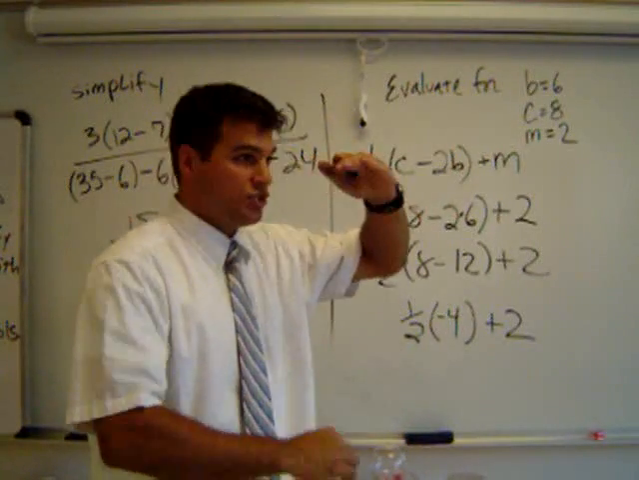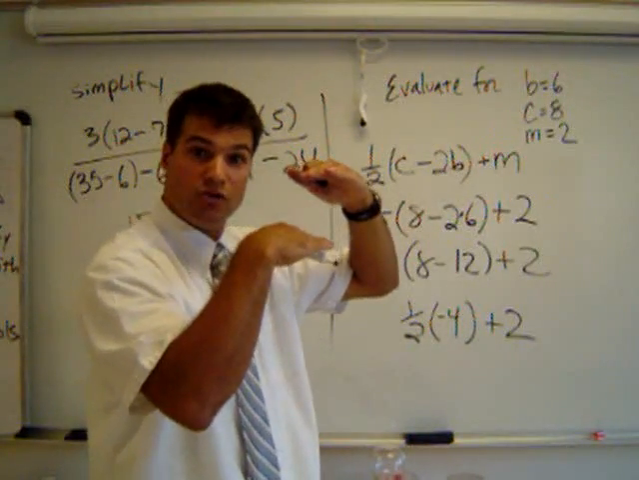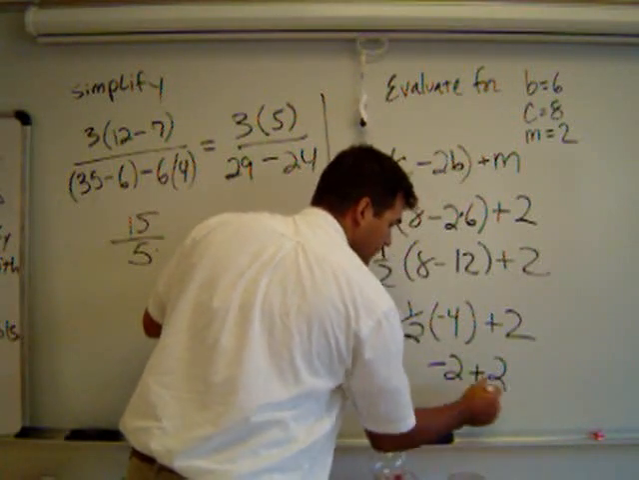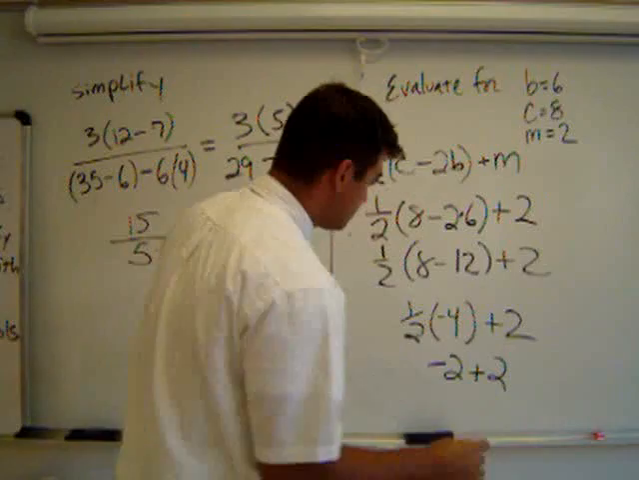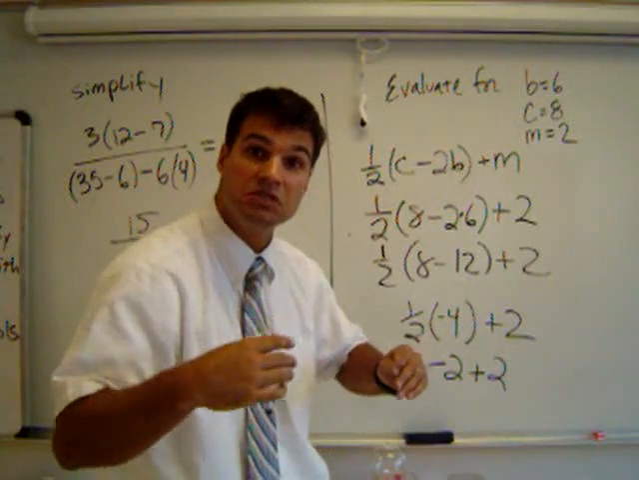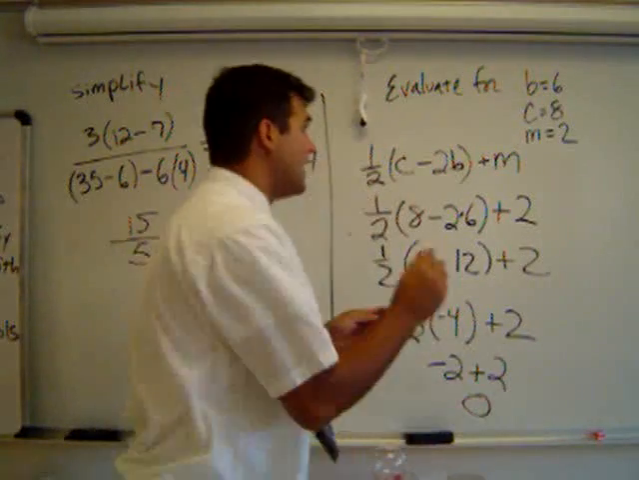What's half of negative 4? 0 to negative 4, what's half that? Negative 2 is half that distance. Half of negative 4 is negative 2. Negative 2 plus 2. Well, I'm down at negative 2 and I go up to 0. And there we go.